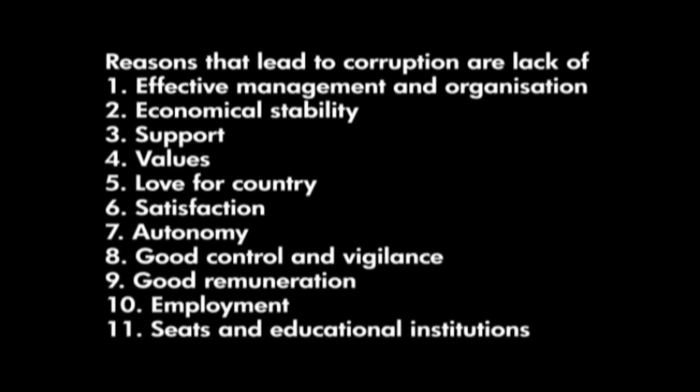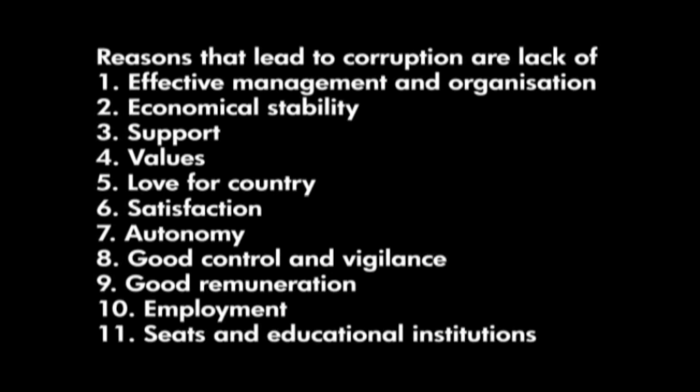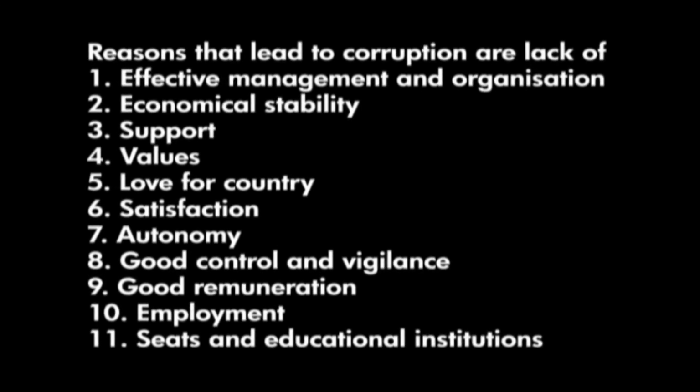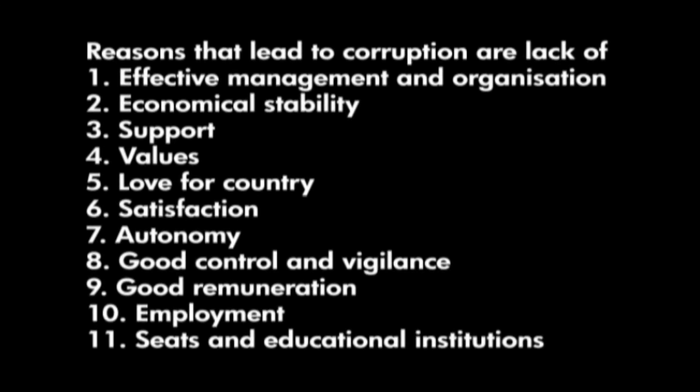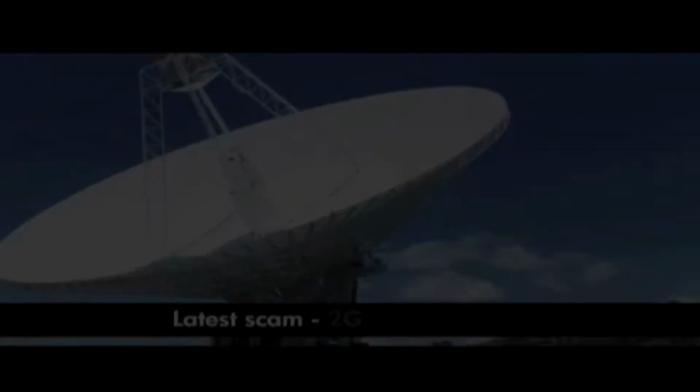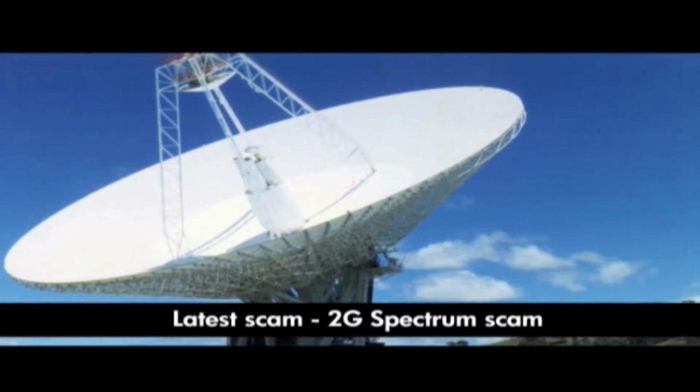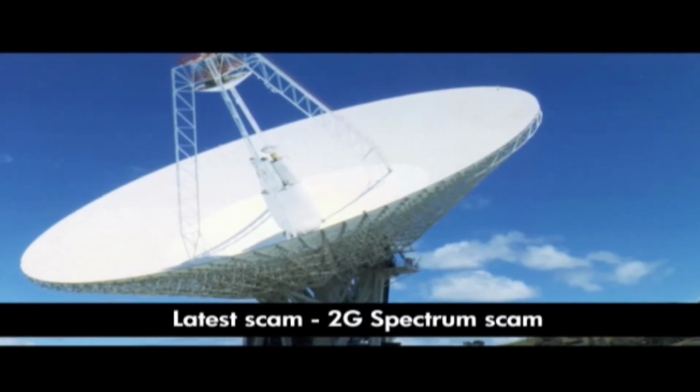Some of the reasons that lead to corruption are lack of effective management and organization, lack of economic stability, lack of support, lack of values, lack of love for the country, lack of satisfaction, lack of autonomy, lack of good control and vigilance, lack of good remuneration, lack of employment, lack of seats in educational institutions. The list is endless.